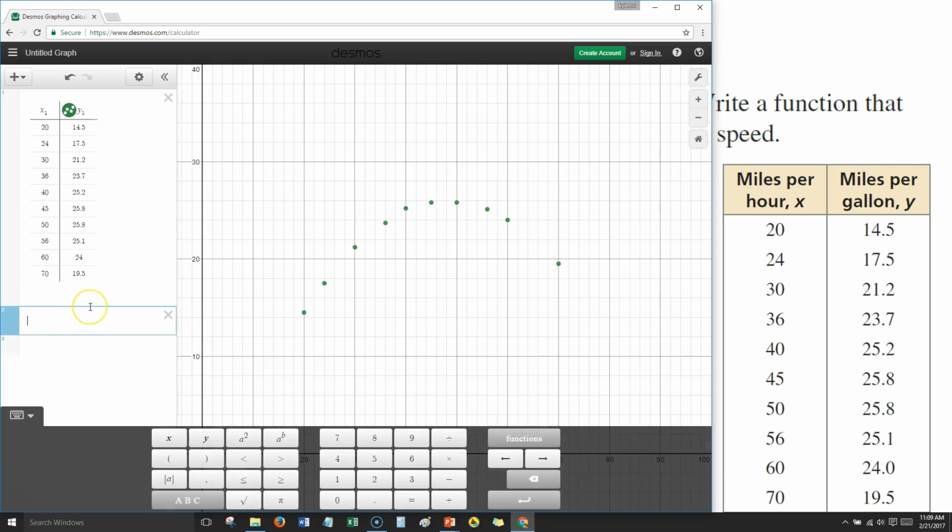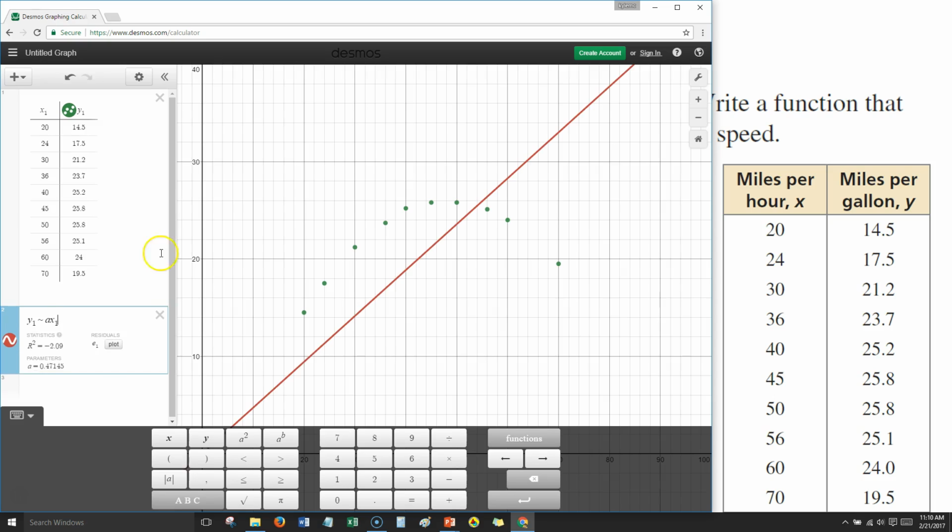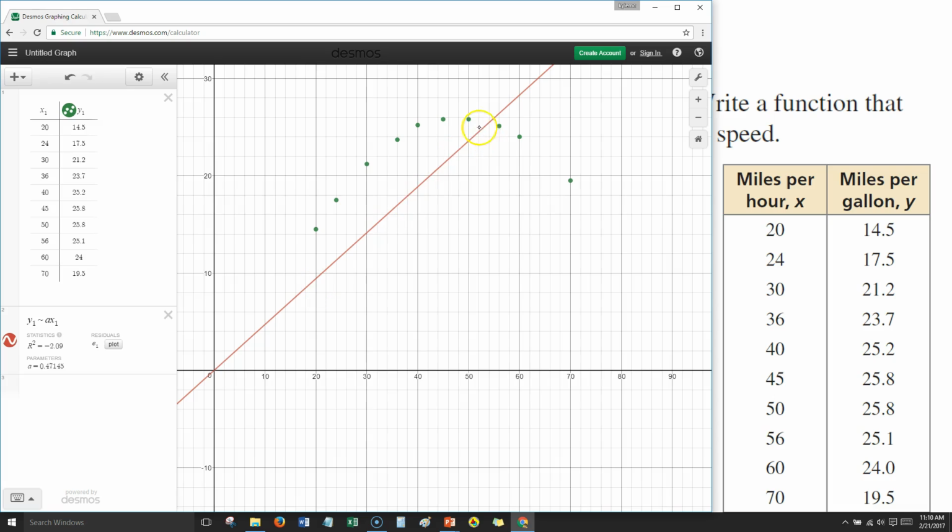Here's how we're going to do it. We're going to type y1, and then at the top left of your keyboard there's a squiggly, so you have to do shift and then squiggly. And then if we just do a times x1, right there it tries to find the best line going through the origin that matches that data. But that's not super accurate, is it? No.